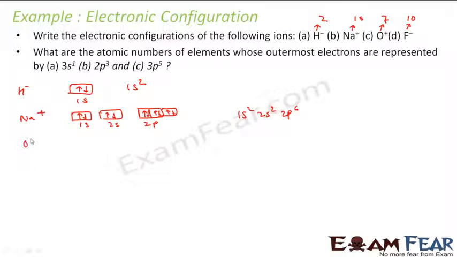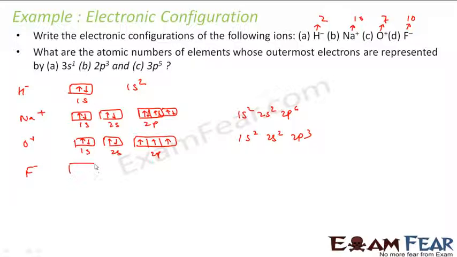Similarly, O plus has 7 electrons. So 1s, 2s, 2p. So 1s will have 1, 2, then third, fourth, fifth, sixth, seventh. This is how the electronic configuration of O plus will look. It will be 1s2, 2s2, 2p3. And you see O plus is stable because it is half-filled. F minus has 10. So let's again write 1s2, 2s and 2p.